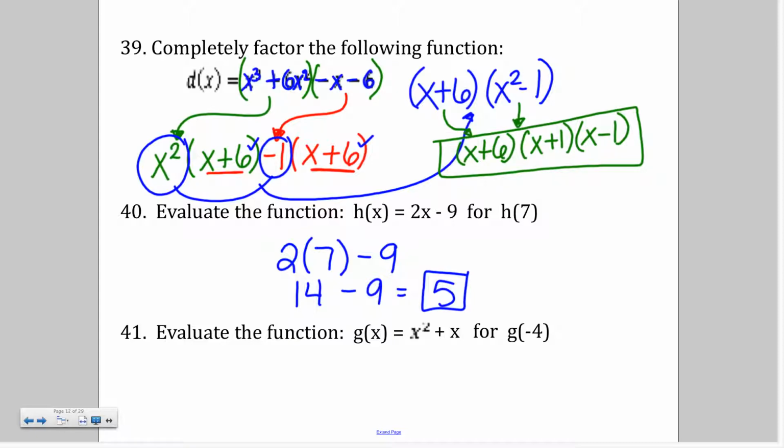All right, evaluate the function. G of x is equal to x squared plus x. If g is -4, so -4 squared plus -4. So negative times a negative is a positive. So 16 minus 4, which gives us 12.